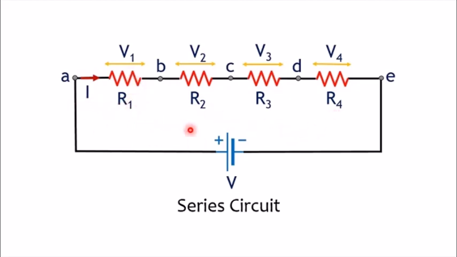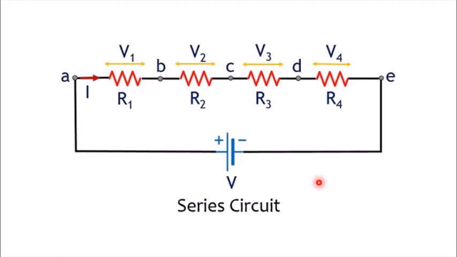Now for all 4 resistances, you will have to apply different voltmeters. So we have put 4 voltmeters there. We have written V1 for resistance 1, V2 for resistance 2, V3 for resistance 3 and V4 for resistance 4. So this is a circuit of series.